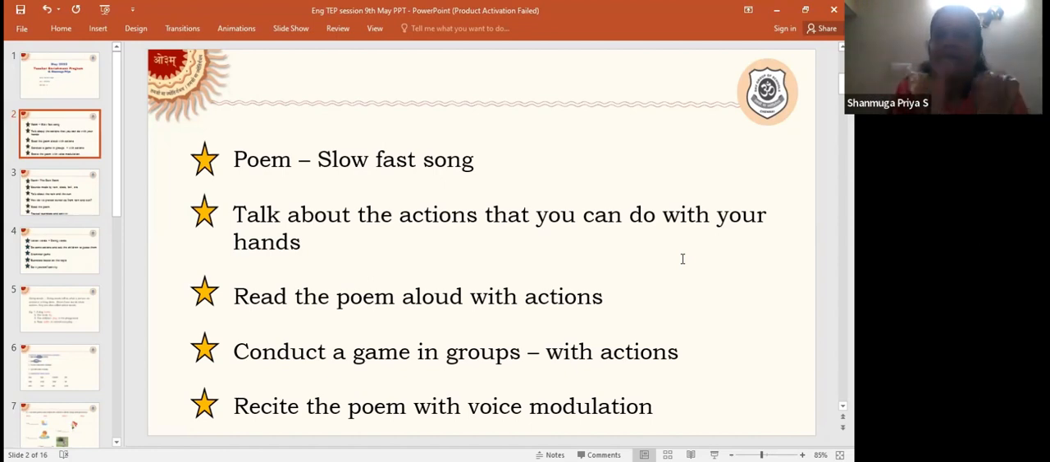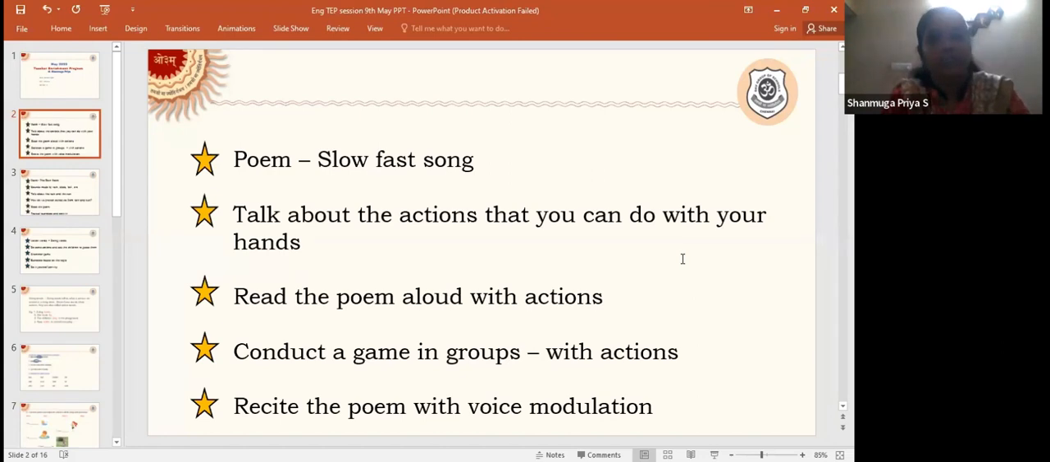Clap, clap, clap your hands as slowly as you can. Clap your hands as quickly as you can. Roll, roll, roll your hands as slowly as you can. Roll, roll, roll your hands as quickly as you can. Wave, wave, wave your hands as slowly as you can. Wave, wave, wave your hands as quickly as you can. Pat, pat, pat your face as slowly as you can. Pat, pat, pat your face as quickly as you can.